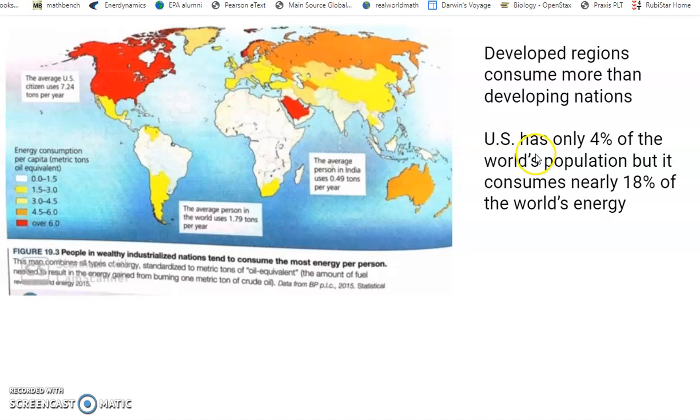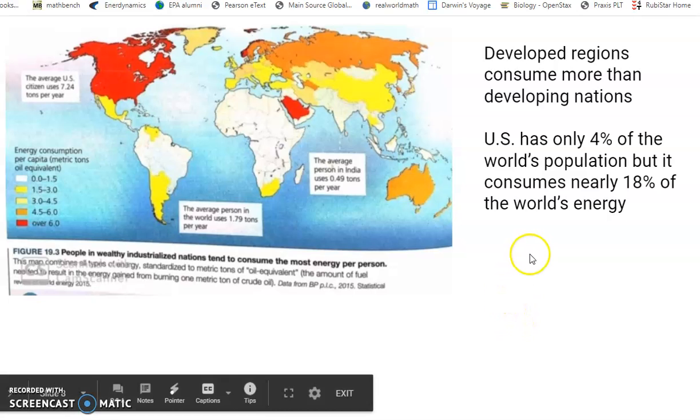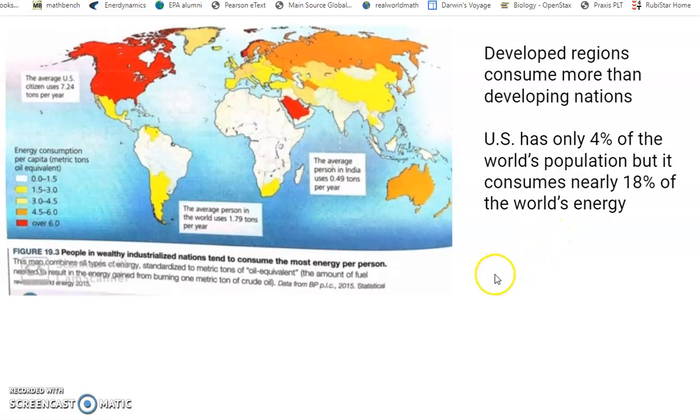And this is just an interesting statistic. The US has only 4% of the world's population, but it consumes nearly 18% of the world's energy. So that's almost a fifth of the world's energy.